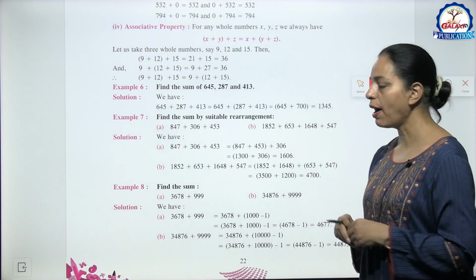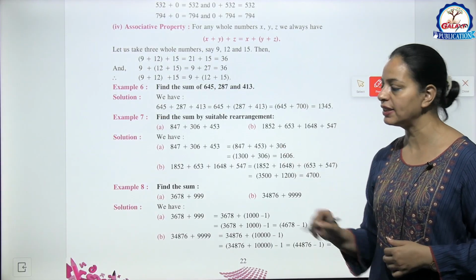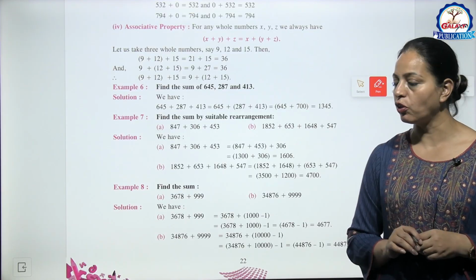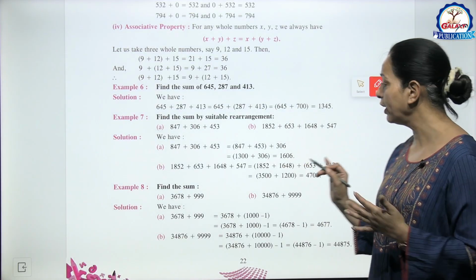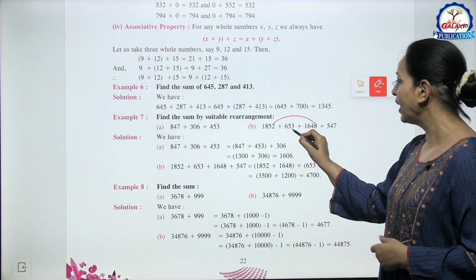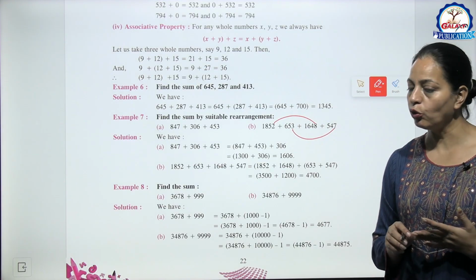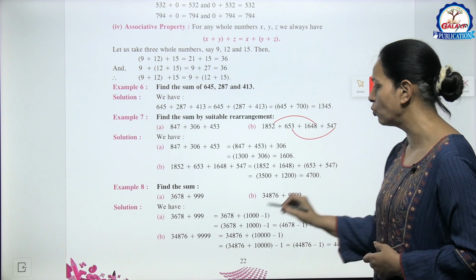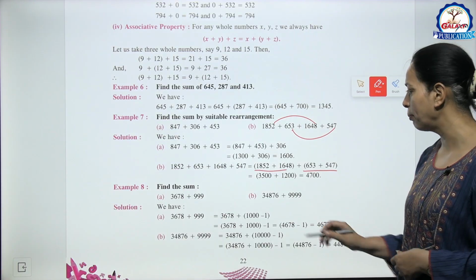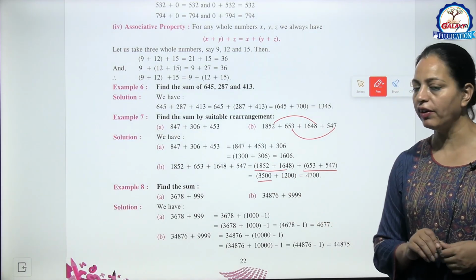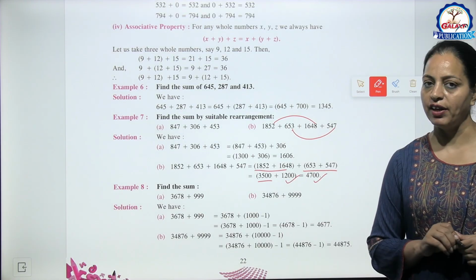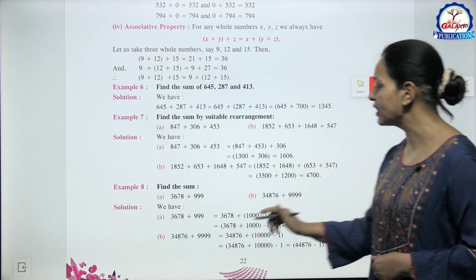1606. Now see B part, 1852 plus 653 plus 1648 plus 547. Now how do we add, how do we group? See, 8 plus 2, we get 0 at the unit place, and here 3 plus 7, 0 at the unit place. So combine these two and these two. So we are making a group of these two numbers and a group of these two numbers. Adding these two gives 3500, adding these two gives 1200. Sum is 4700, right?